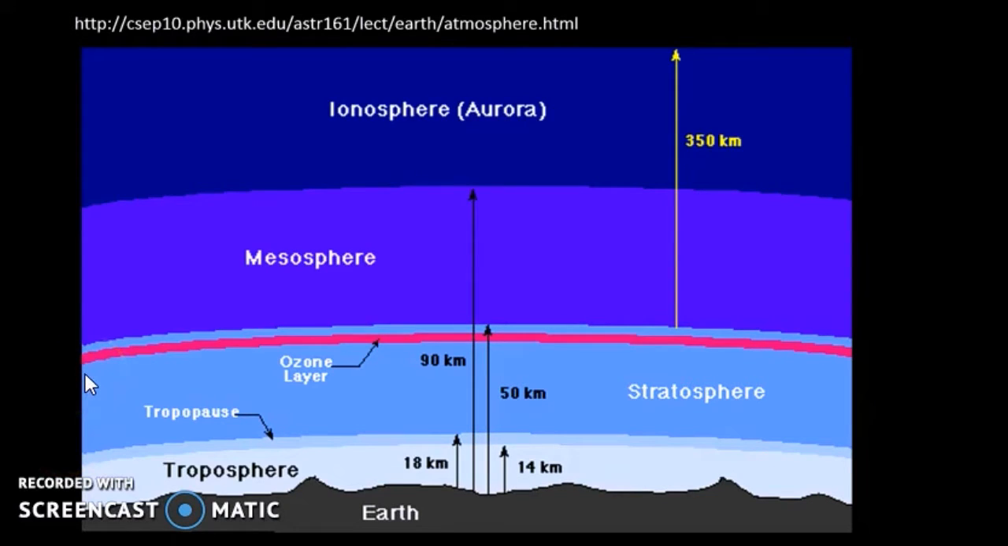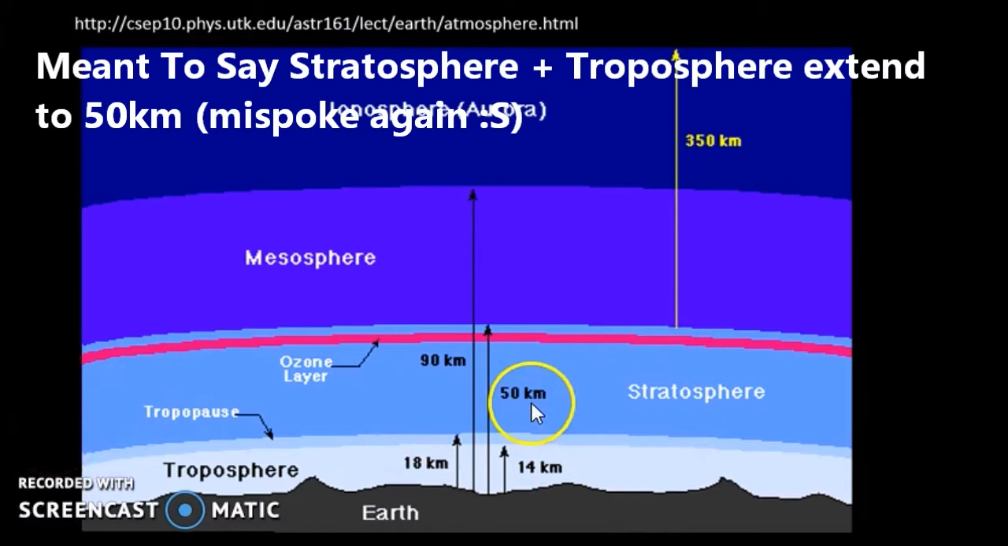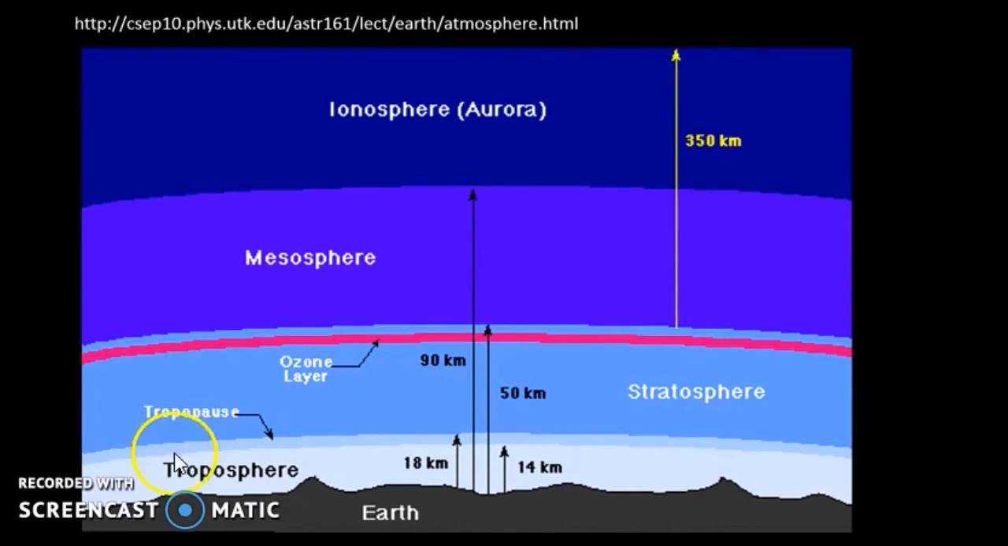This figure shows the various layers of atmosphere, and the stratosphere is the thickest layer. The stratosphere extends 50 kilometers above the Earth, and the upper atmosphere ends at 350 kilometers.